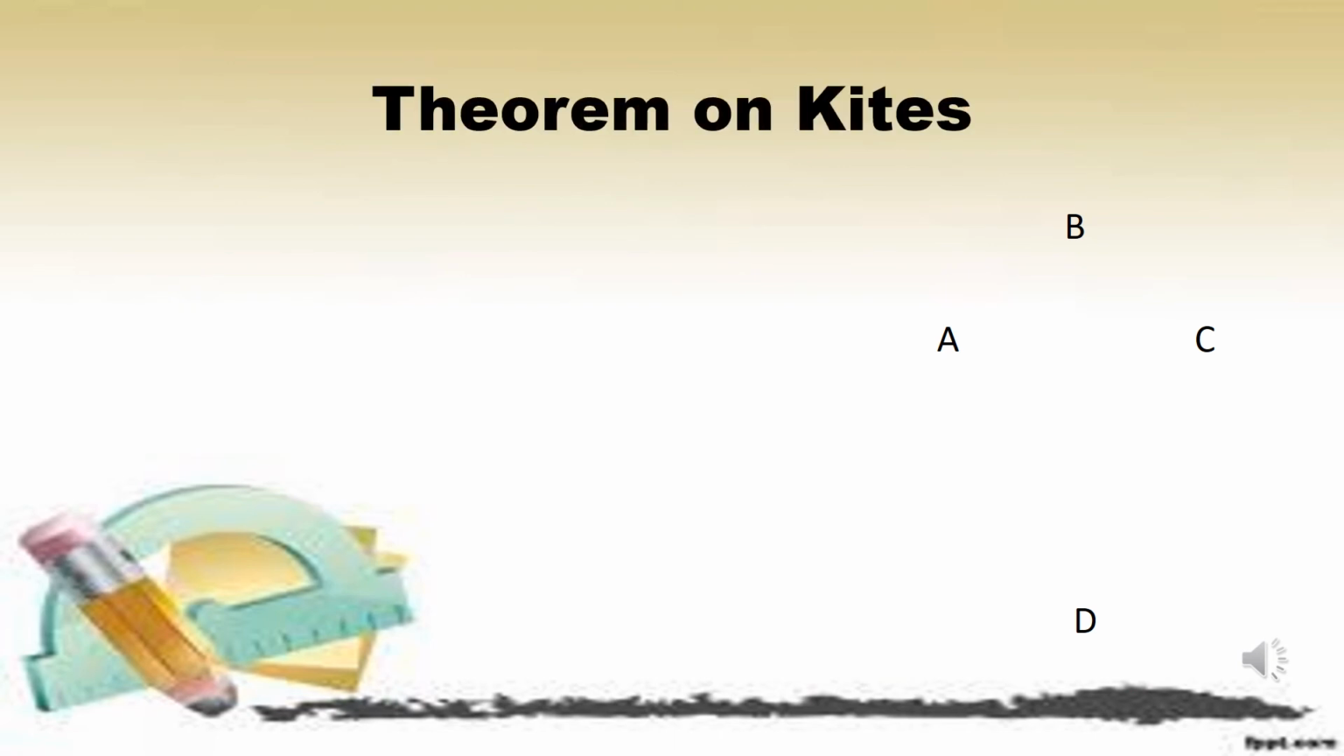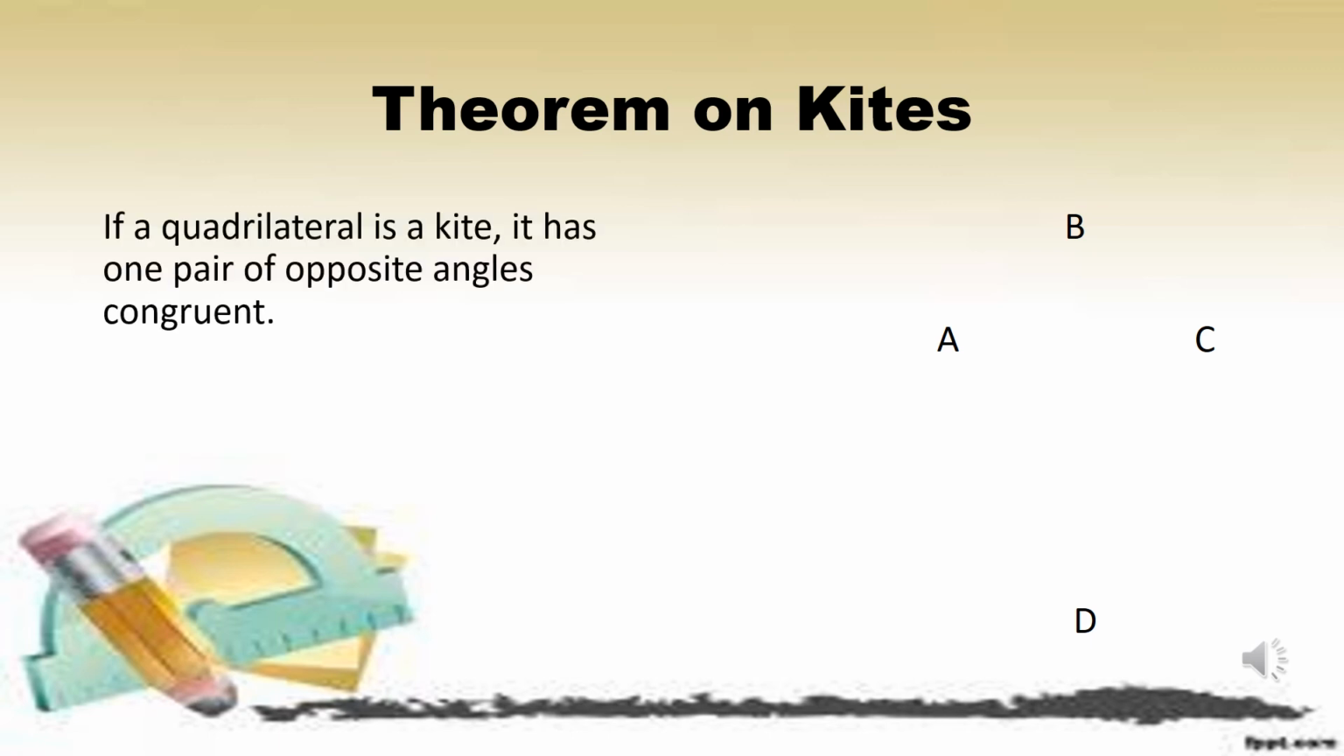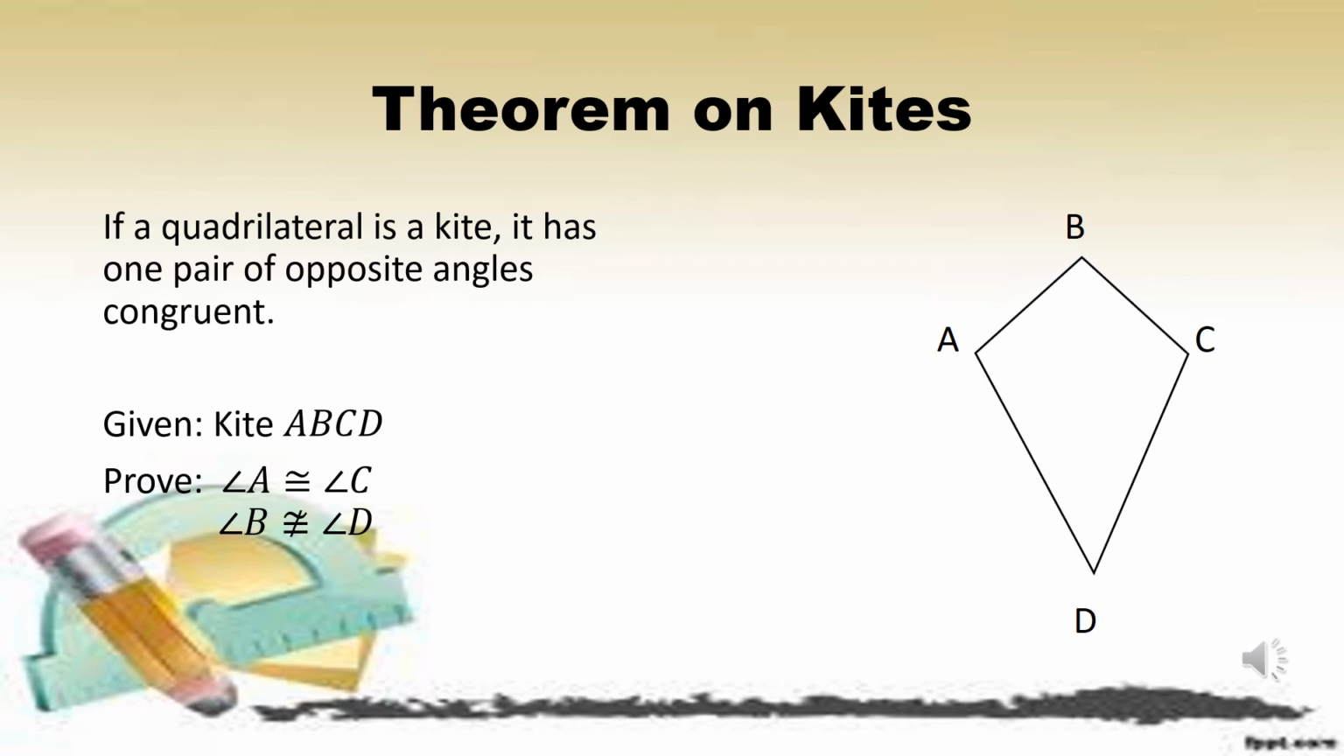Second theorem on kites. If a quadrilateral is a kite, it has one pair of opposite angles that are congruent. So, we have to prove this theorem through given kite ABCD. Prove that angle A is congruent to angle C and that angle B is not congruent to angle D, because it is said that it has only one pair of opposite angles congruent.